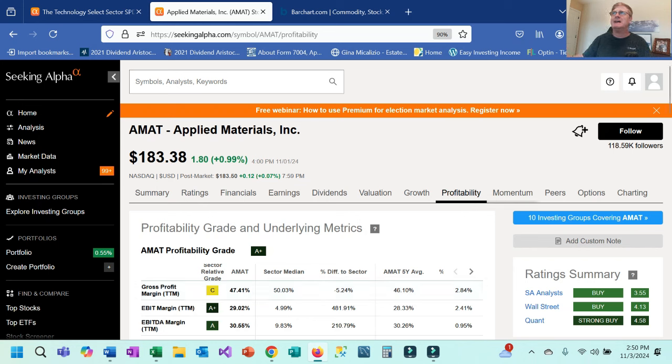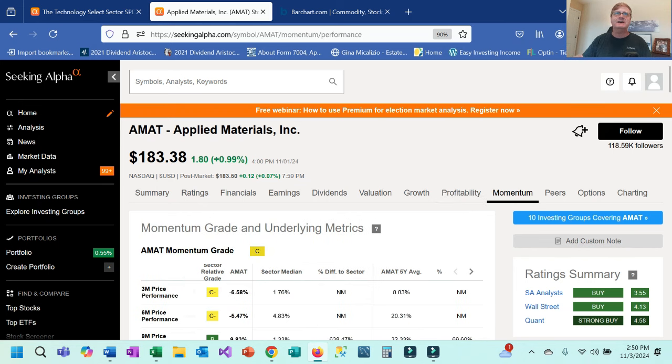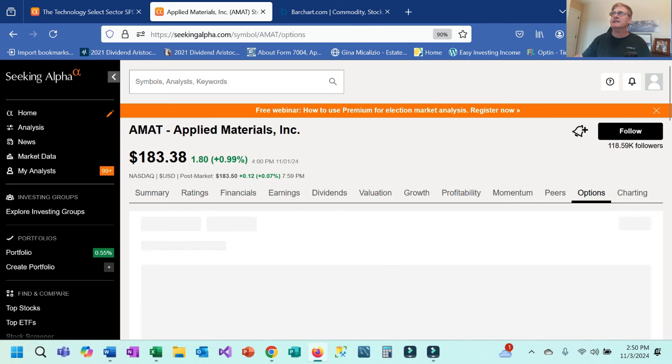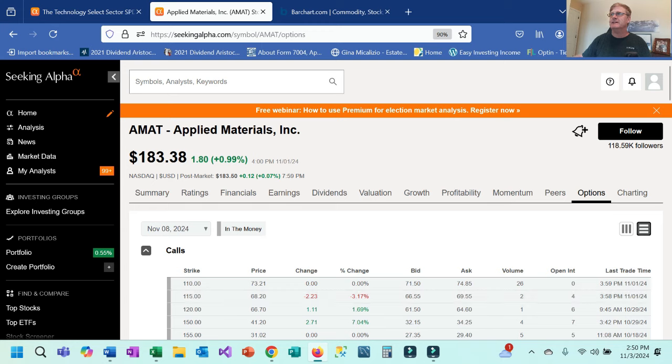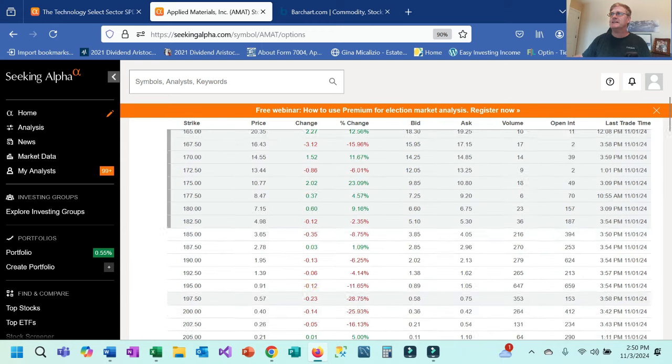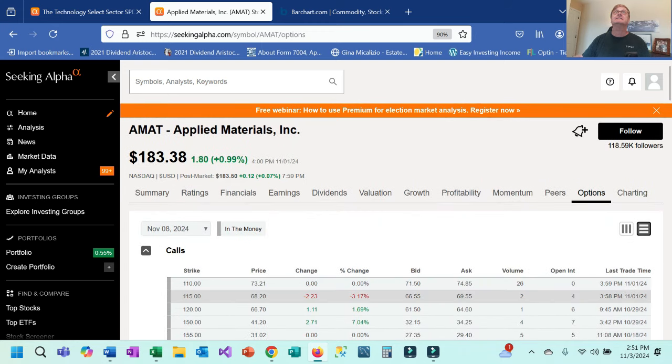Now, momentum, I don't really look at as much. This is more the momentum of the stock price. I sometimes think I'm not a momentum player, but they have some momentum, not crazy momentum. You can also come over here and look at options to see how they look overall option-wise. And they typically have quite a bit of option activity.